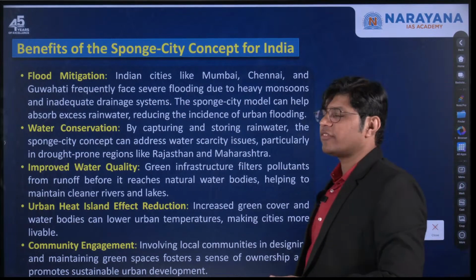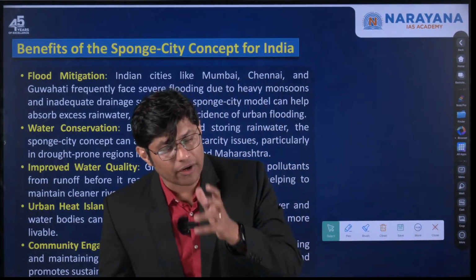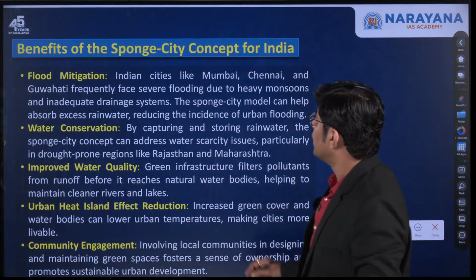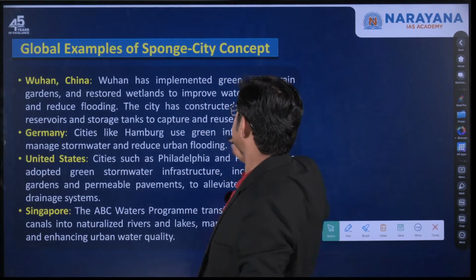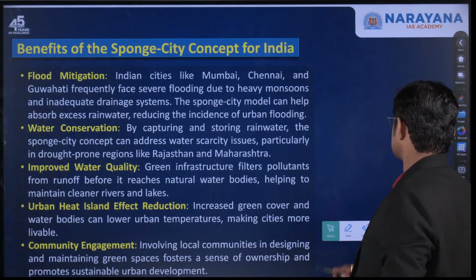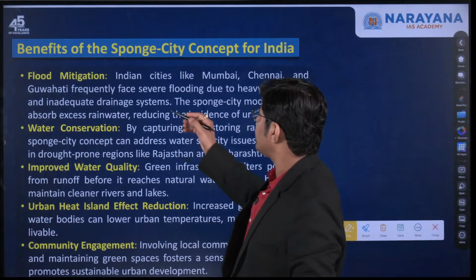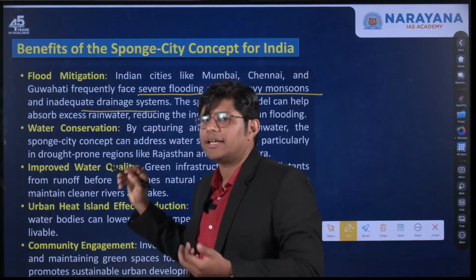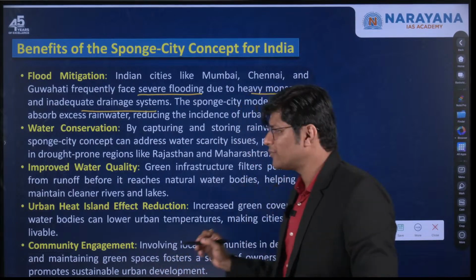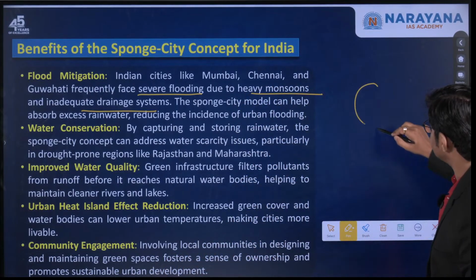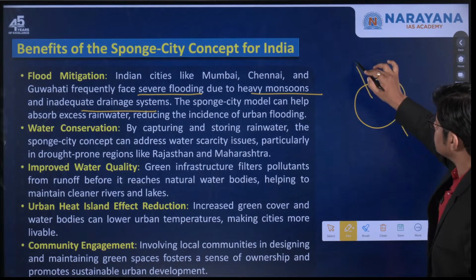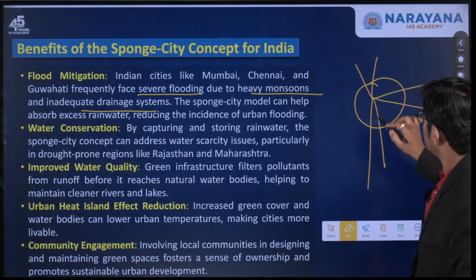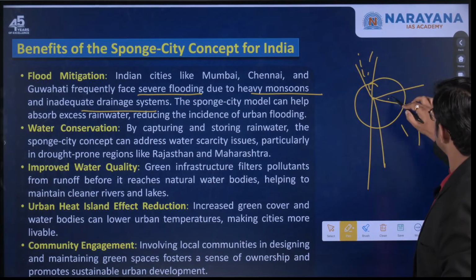Now, benefits of the sponge city concept for our country. How will India benefit from this sponge city concept? One, Indian cities like Mumbai, Chennai and others frequently face severe flooding due to heavy monsoons and an inadequate drainage system. So what is a drainage system? For example, let's say this is a city and there are certain outlets which allow the water to flow.